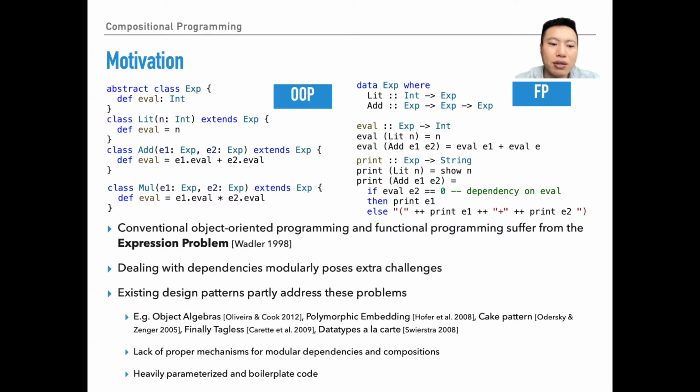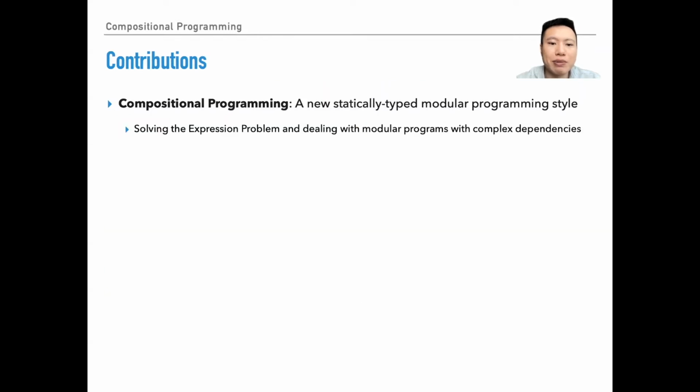Existing design patterns can only partly address these problems due to a lack of proper mechanisms for modular dependencies and compositions. These design patterns often result in heavily parameterized and boilerplate code. We propose a new statically typed modular programming style called compositional programming, which not only solves the expression problem but also deals with modular programs with complex dependencies.